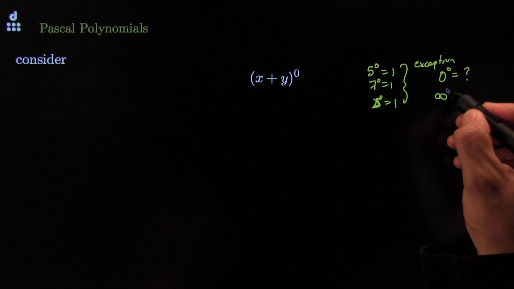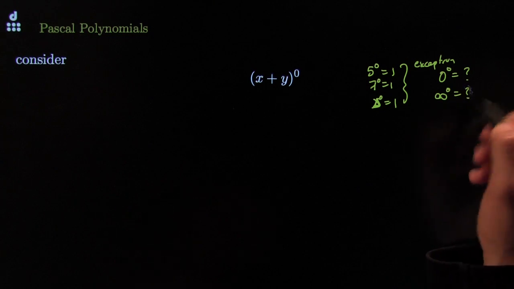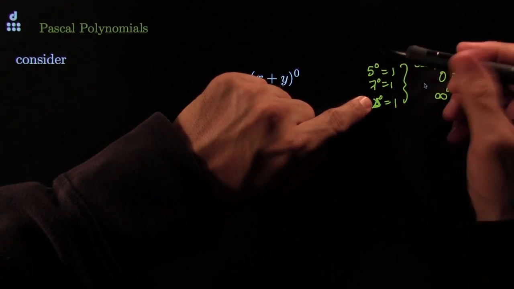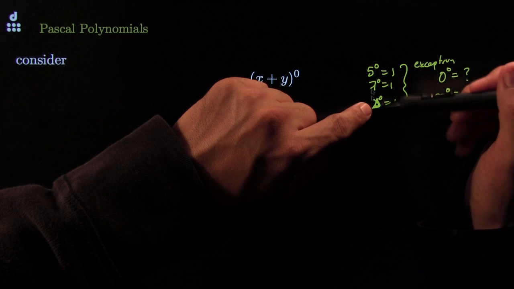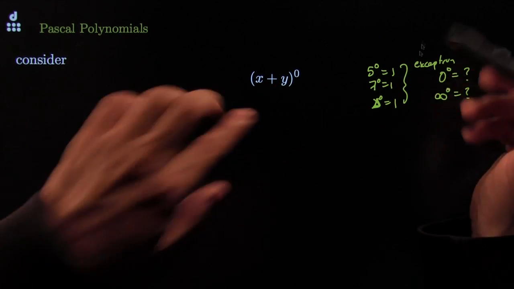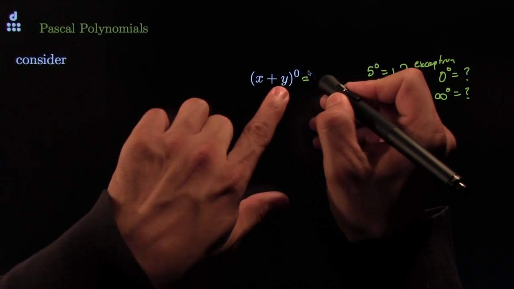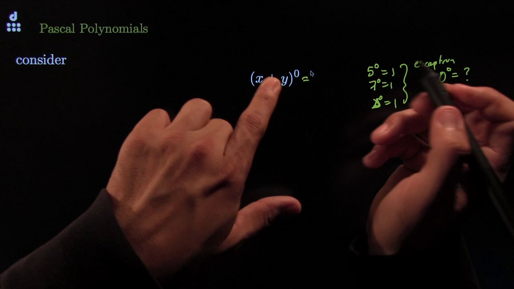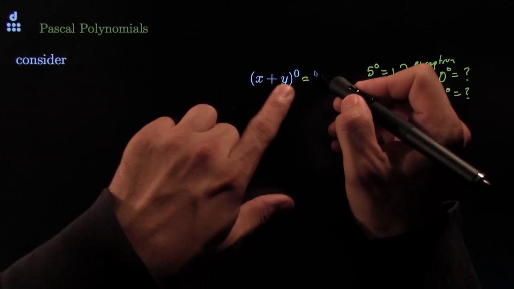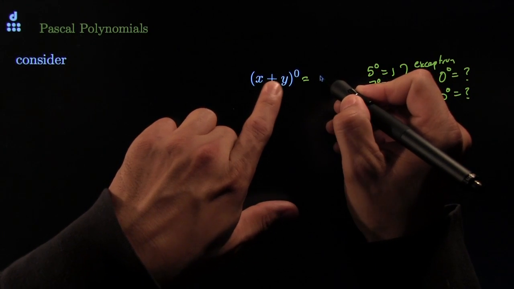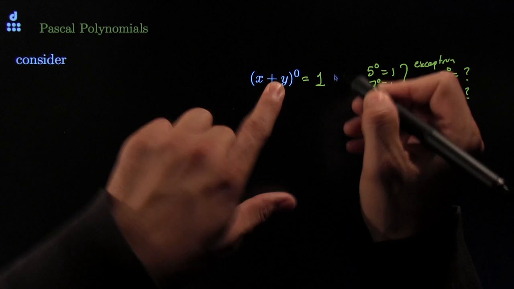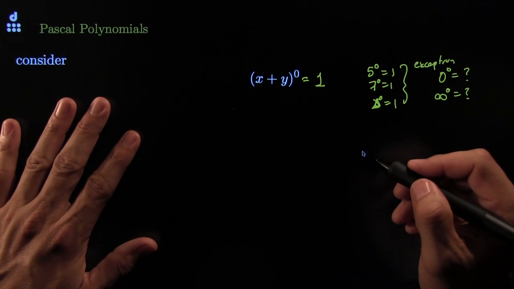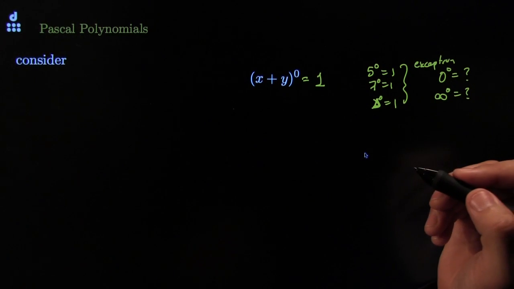Other exceptions are things like infinity to the 0. You have to pay more money for that one. But if these are non-zero real numbers, anything to the 0 is equal to 1. So assuming that x and y, when you add them, don't give you anything like 0 or infinity, if they give you a plain old regular number, a real number, then that would be equal to 1. And that's the end of it. That one was super easy.